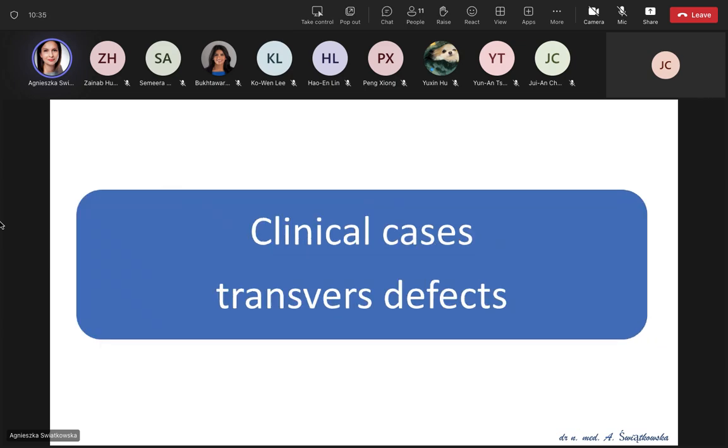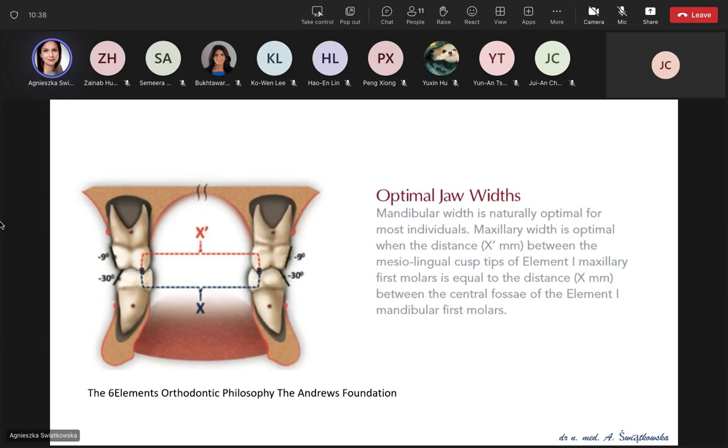Now we will talk about clinical cases in transverse defects. If we have a narrow maxilla, usually we have a problem with crossbite. So before we start treatment, we should know how big an expansion our patient needs. So what should we measure? During our lesson, we talked that we should measure the posterior width of the upper arch and the posterior width of the lower arch.